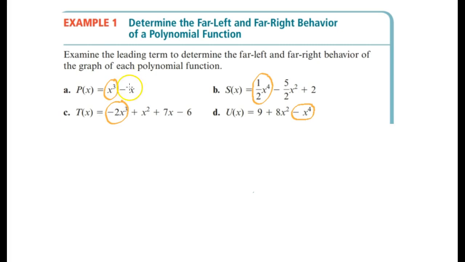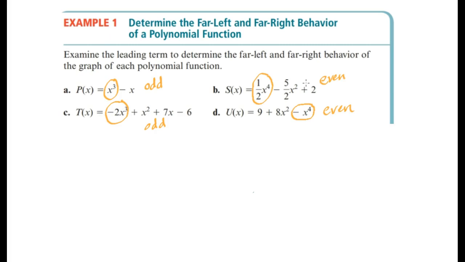So notice that we have an odd function here, and an odd function here. We have an even function here and an even function here. The way I got that is just by looking at the power, the exponent of this term. Notice that this has a 3, so that's an odd number. 3 is odd, 4 is even. Okay, so we've determined even or odd for A, B, C, and D.